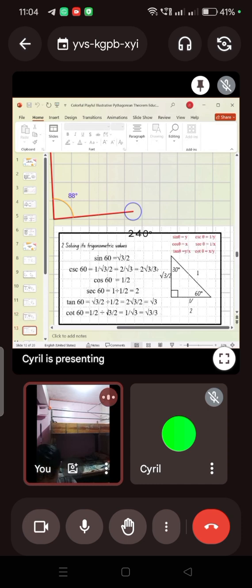So next, we solve its trigonometric values. The answers are the same as the first example, as you can see that they both have the same angles and the same given sides.